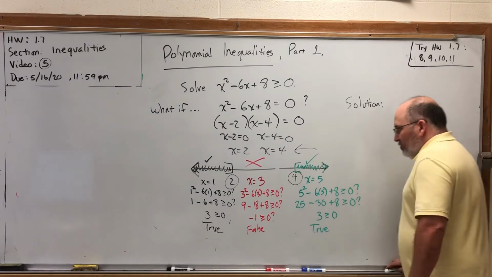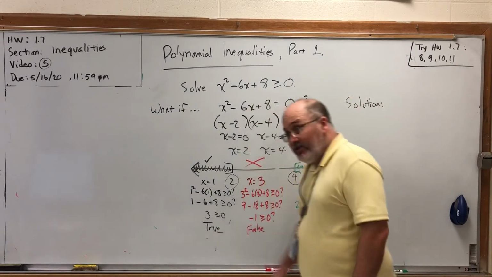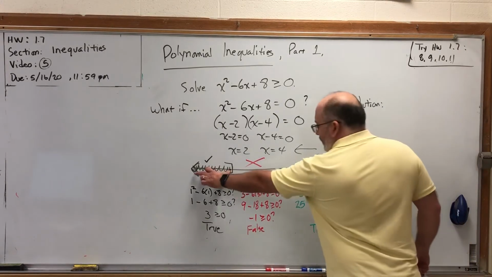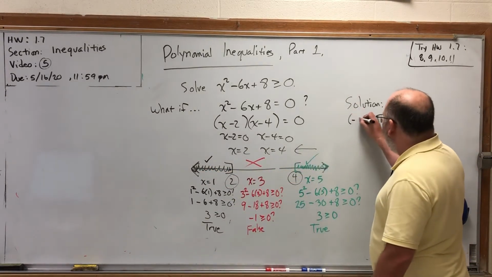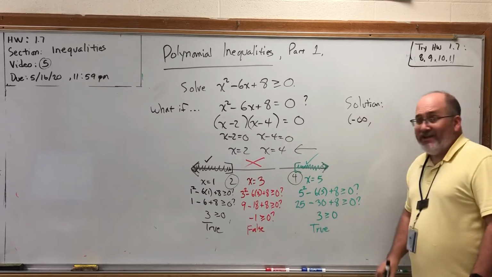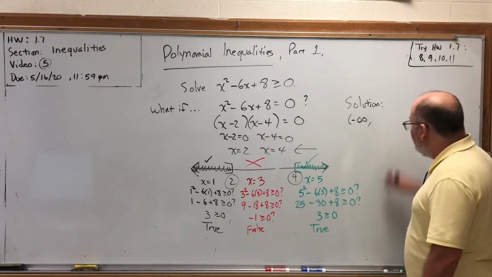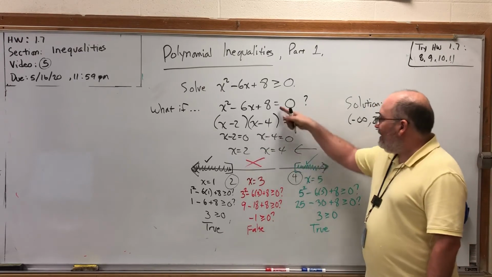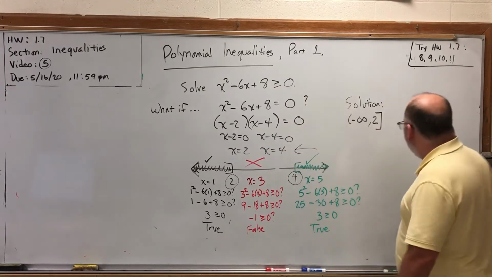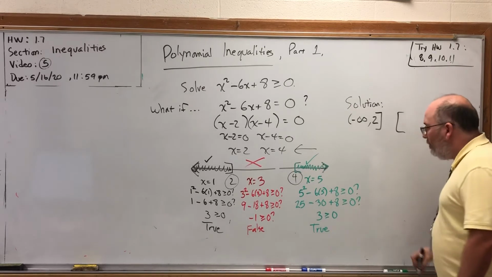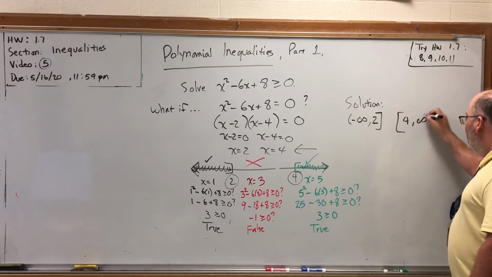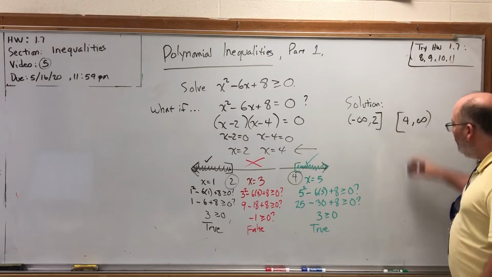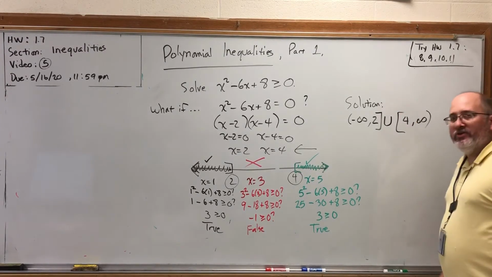So it looks like our solution set has 2 disjoint intervals, so we're going to have to use a union symbol. The interval on the left is from negative infinity. Remember, infinity and negative infinity always get parentheses, comma 2, bracket on the 2 because 2 made it equal and it's okay if it's equal. And the right side of 4 is bracket 4 comma infinity with the parentheses, and since our solution has 2 disjoint intervals, we can join them together with the union symbol.